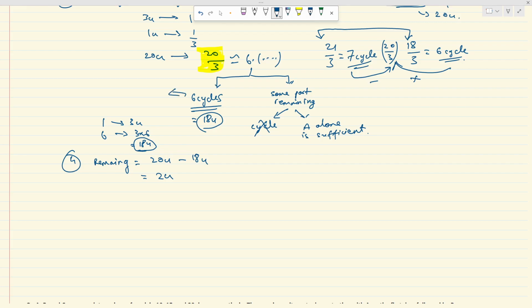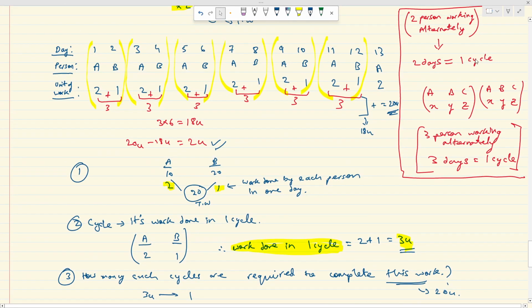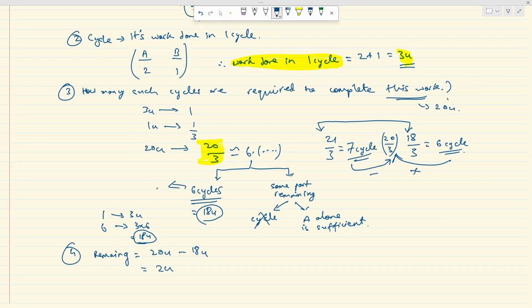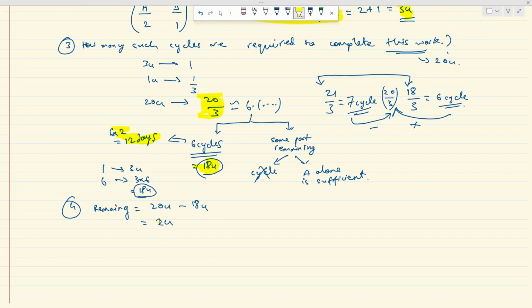एंड 6 साइकिल मतलब डेज में कितना होगा? 2 पर्सन है यहाँ पे, so 1 cycle means 2 days, so 6 cycles means 6 into 2, 12 days. यहाँ तक हो गया मेरा, तो यहाँ तक मेरा 12 डेज में 18 यूनिट टोटल काम हो गए। बचा हुआ है 2 यूनिट काम जो ए कैन डू इन 13th डे। So total number of days equal to 13. That is your answer.